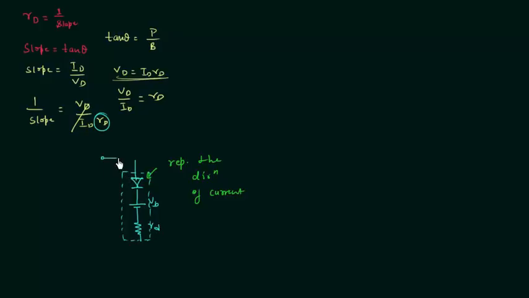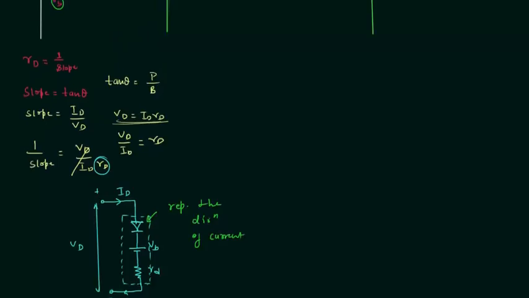We connect the P side to the positive terminal and this side to the negative terminal. This is the voltage across the diode VD, and the current through the diode is ID. So this is the equivalent circuit for the diode in the piecewise linear model. In this we have the barrier potential VB, and we also have the diode resistance RD, which you can easily calculate by using this slope.